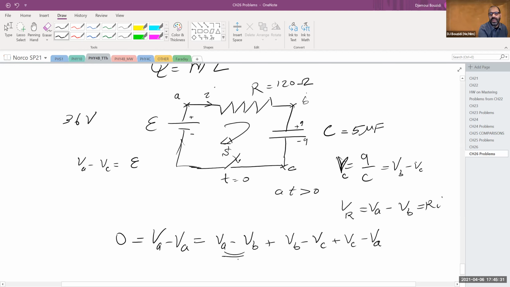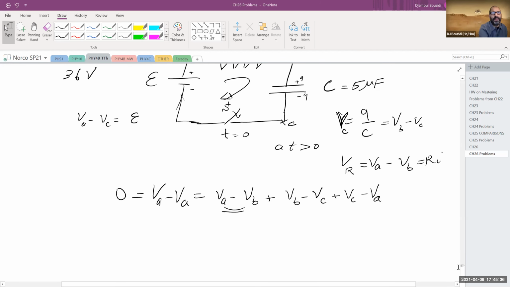Okay. This is the drop across the resistor. So this is RI. Okay. This is the drop across the capacitor. That is VB minus VC.